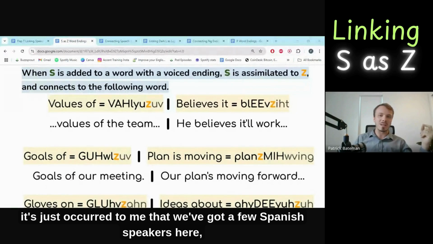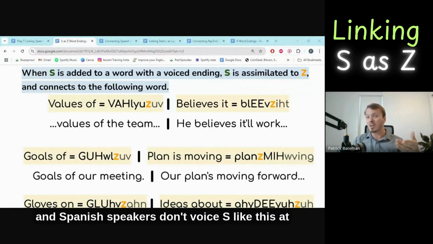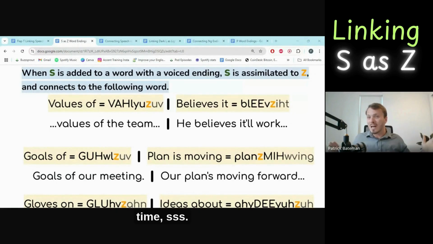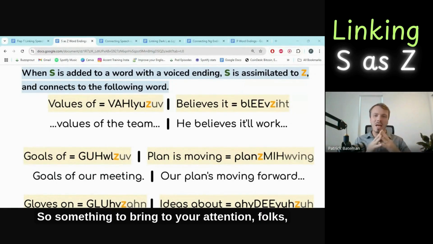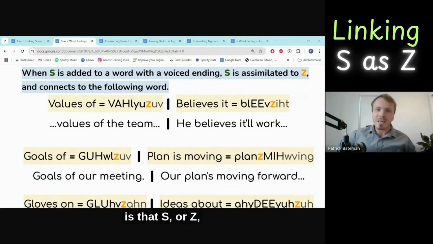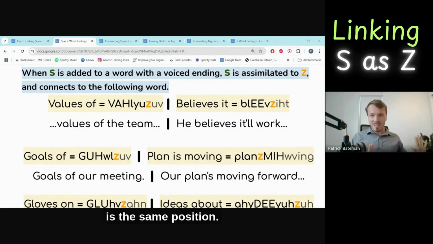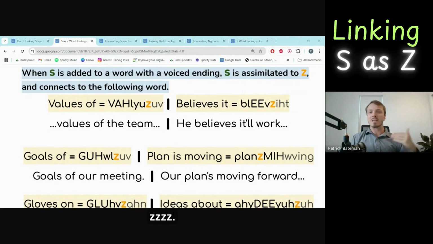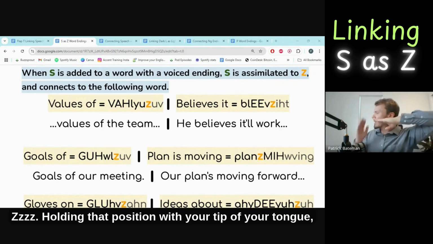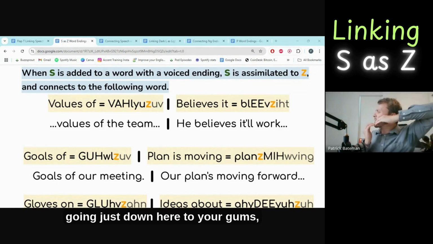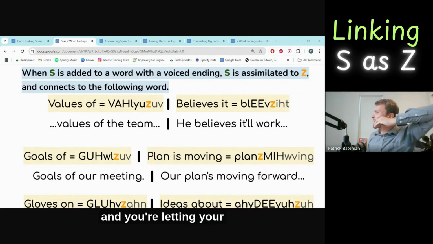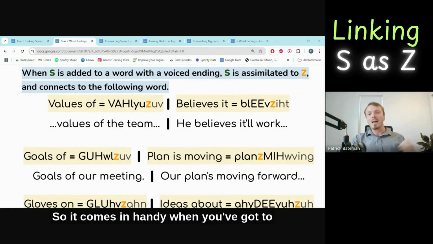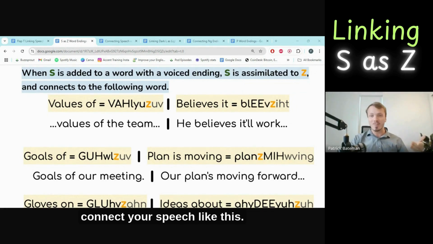Now, it's just occurred to me that we've got a few Spanish speakers here, and Spanish speakers don't voice S like this at all, do you? You just give it an S sound all the time. So something to bring to your attention, folks, is that S or Z is the same position. There's no change. It's just that when you're getting the Z, you're holding that position with the tip of your tongue going just down here to your gums, just behind your bottom teeth, and you're letting your voice carry out. Z.